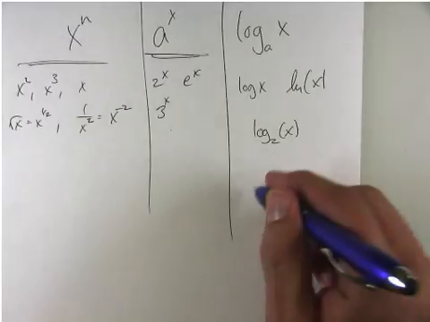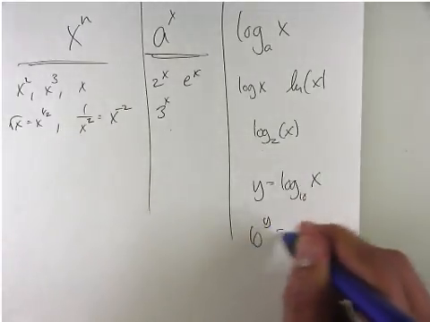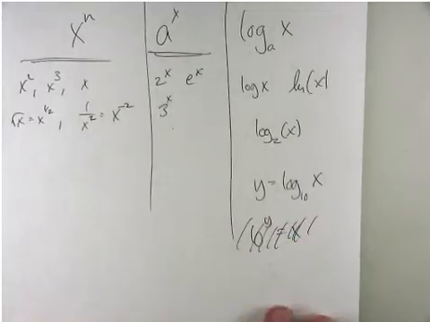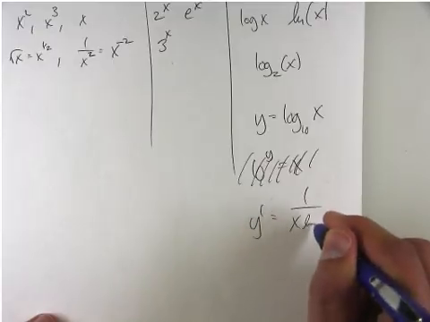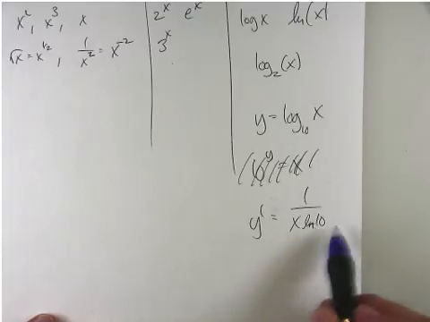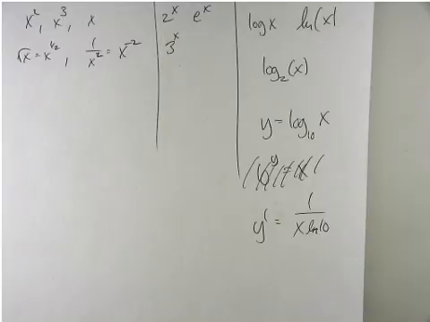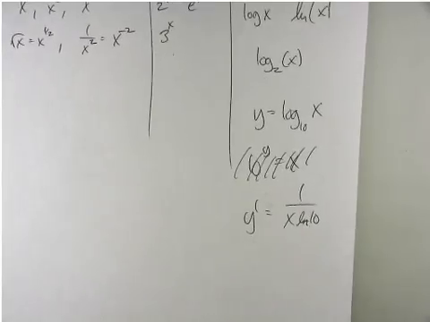If I had something like y equals log base 10 of x, that's the same thing as saying 10 to the y equals x. But I don't have to reinvent the wheel here, right? I can just say something like y prime is 1 over x times the natural log of 10. This natural log of 10 is in the denominator. This is the rule that we developed just earlier today. And the natural log of 10 is just some number. It's a number that's a little bit bigger than 2.